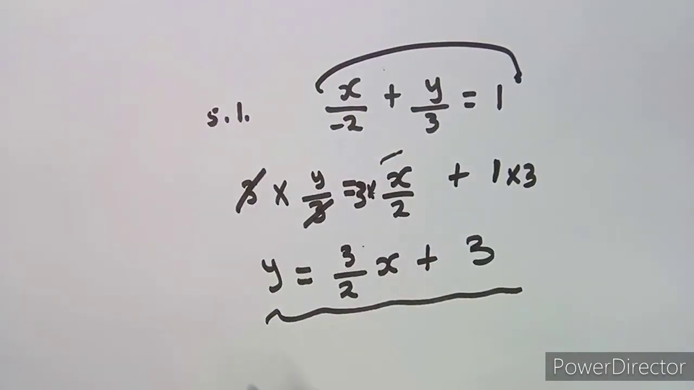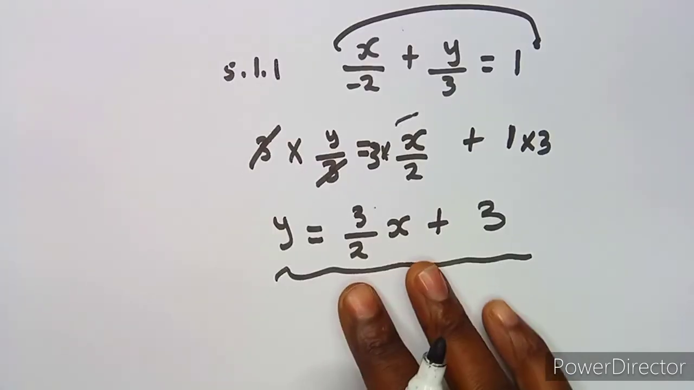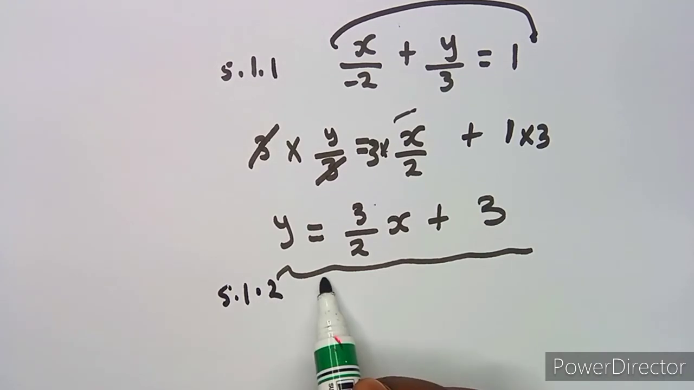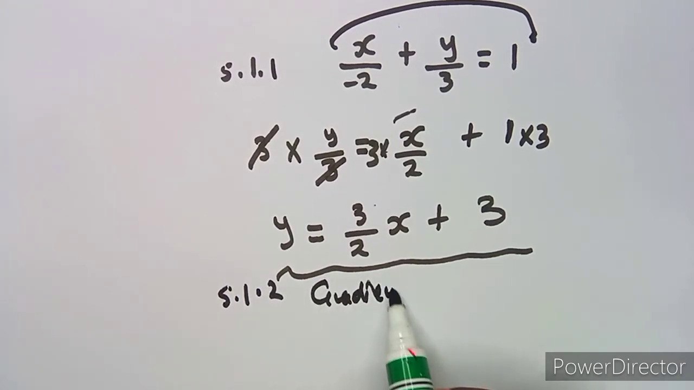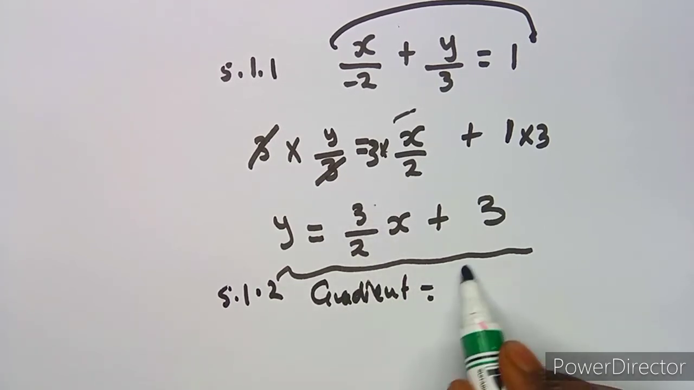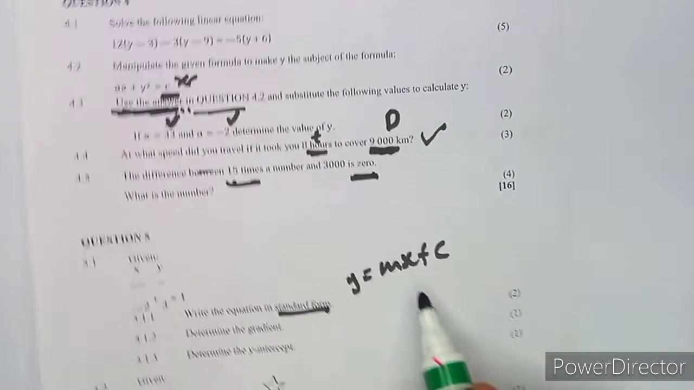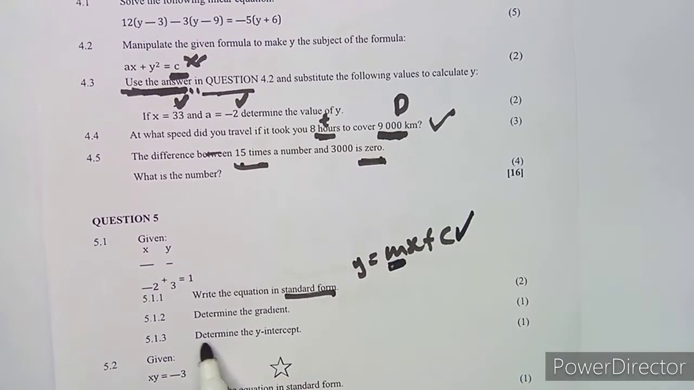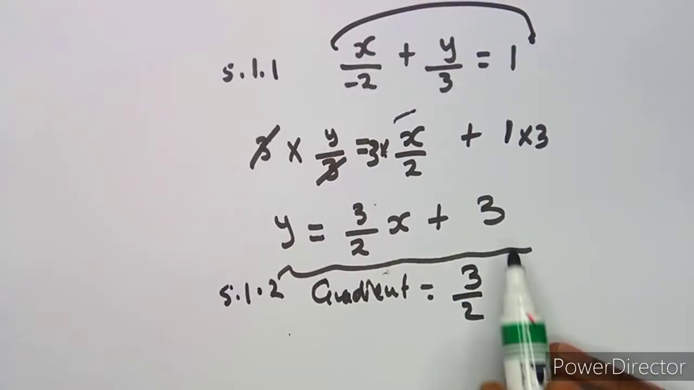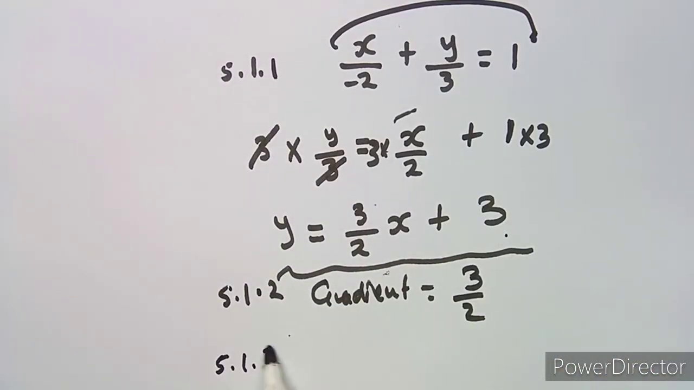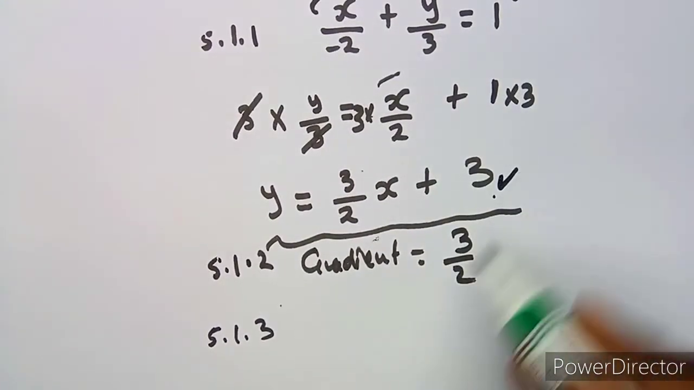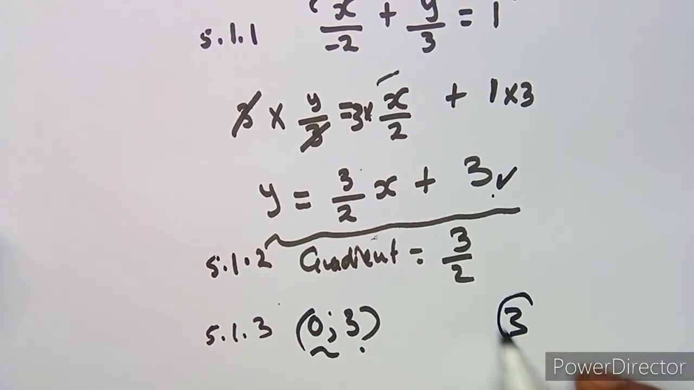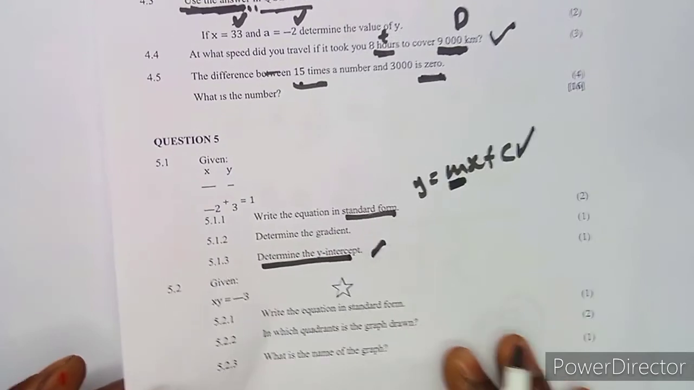Then determine the gradient. This was 5.11, and we've got 5.12, which is the gradient. In this case, the gradient is the part that is affecting x, which is 3 over 2. Remember, once you write the equation in the form y is equal to mx plus c, m is the gradient and c is the y-intercept. In this case, the y-intercept is at 3. So that's 5.13. The y-intercept is at 3, which is going to be the point (0, 3). So that one is just to determine.